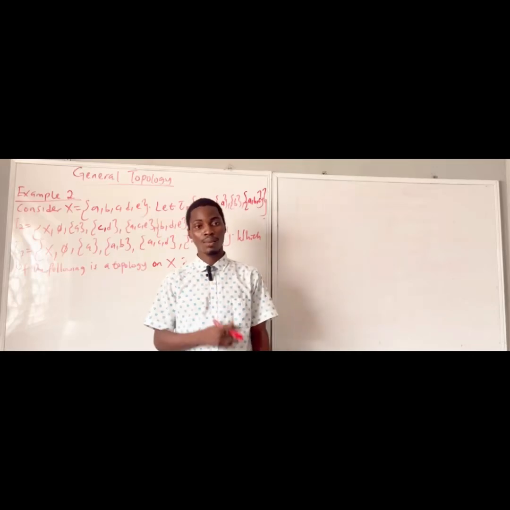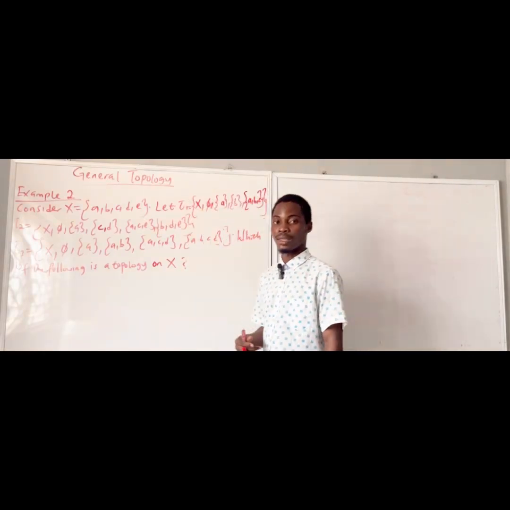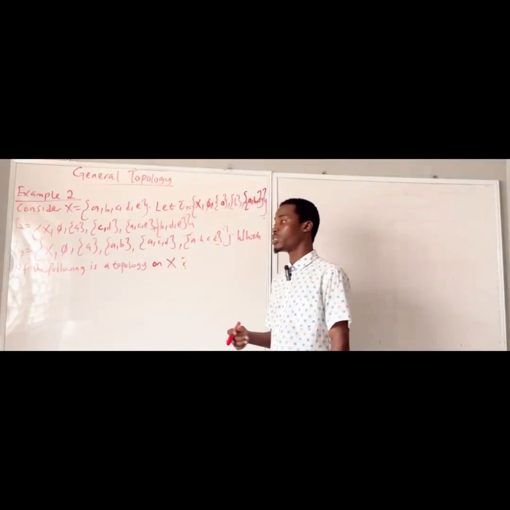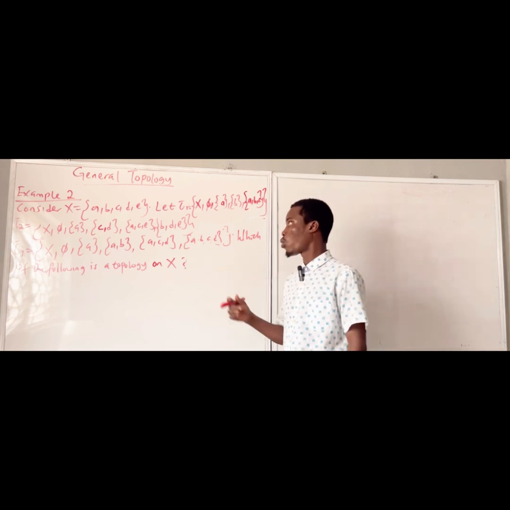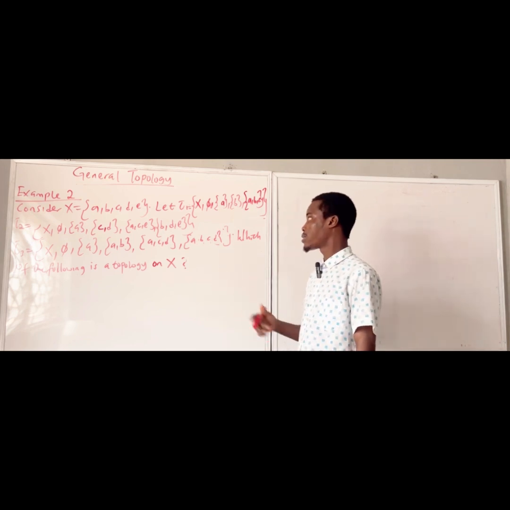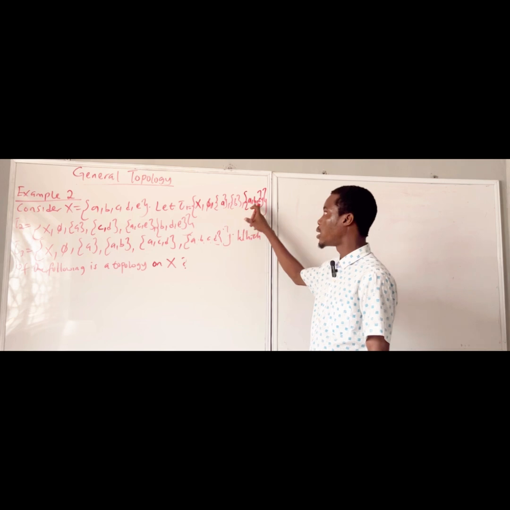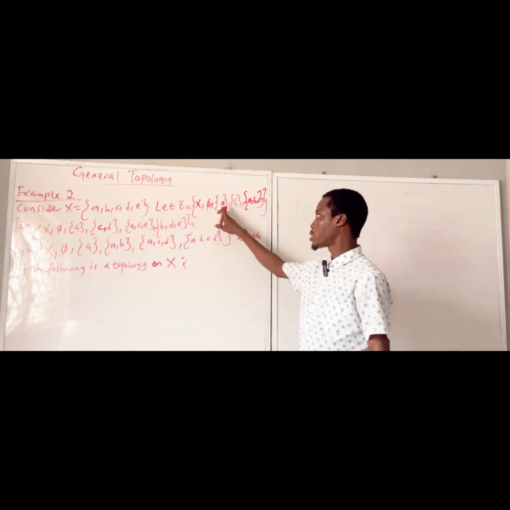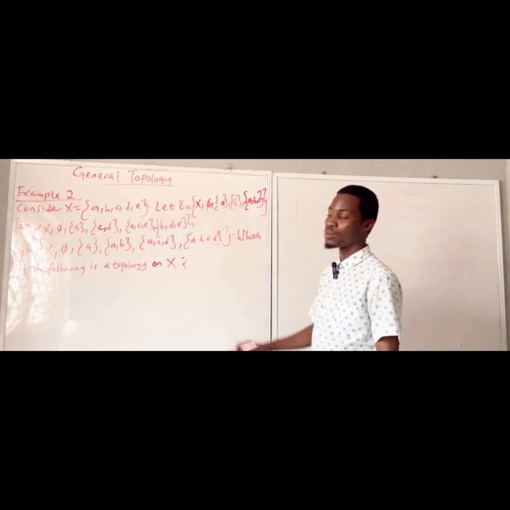Let us discuss this example. Consider a set X = {A, B, C, D, E}, and let Tor 1 be a set of X, the empty set, {A}, {B}, {A, B}, and {A, B, C, D}. This is an open set, this is an open set, this is an open set of {A, B, C}.